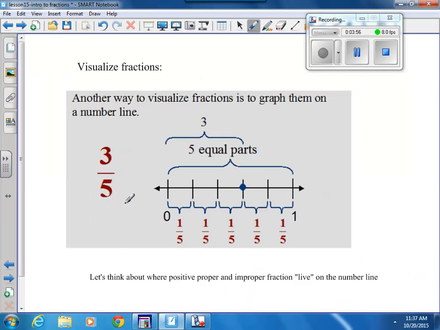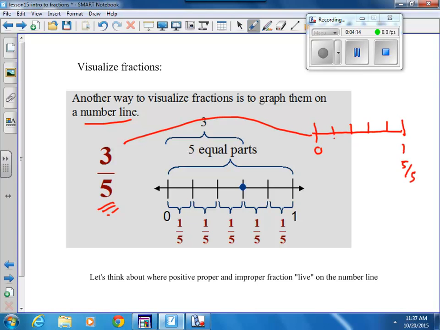Another way to visualize fractions is to graph them on a number line. Okay, so I'm going to make my own number line here. If I had to graph this by hand, I'd put 0 here and 1 here, and then I'd chop the number line into fifths. 1/5, 2/5, 3/5, 4/5, and 1 means the same thing as 5/5, right? So think about that. 1/5, 2/5, 3/5, 4/5, and then you know exactly where that lives.